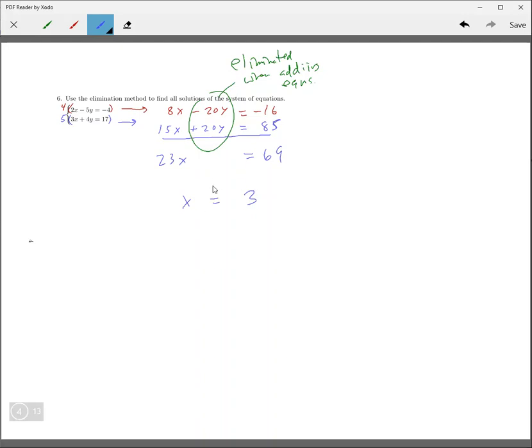Okay, so I've solved for one of the variables, and then I'm going to plug this into either of the equations. So maybe I'll plug it into the first equation right here. So 6 minus 5y equals -6. So -5y equals -12. Wait, what's that?